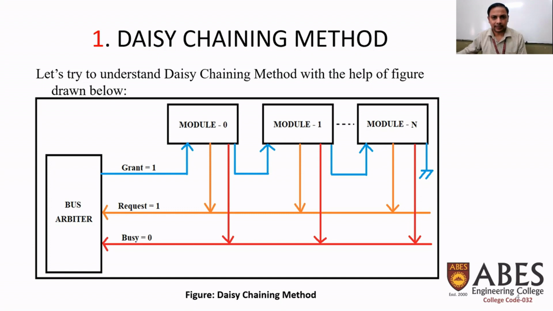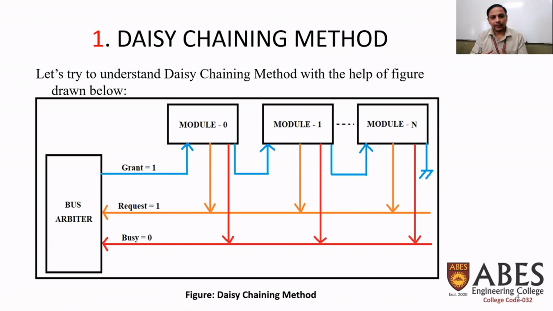For example, take an example. Module number 1 wants to access the bus. So it will send the request with the help of this orange line. This is the request line. The bus arbiter will get the request from module 1 and send the grant of the bus through this blue line. This is the grant line. But there is a problem.